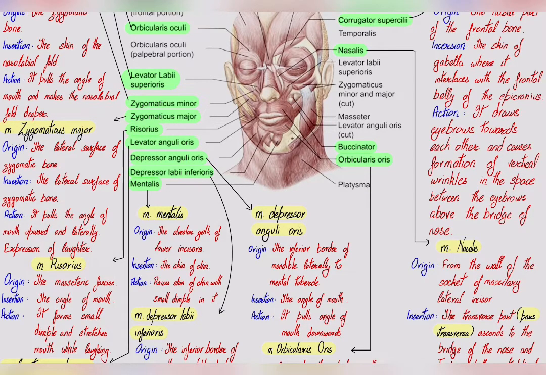Now, notice that all those muscles which have their insertion in the angle of the mouth pull the angle of the mouth downward or upward, which means that if they have an insertion in the angle of the mouth, they will perform stretching of the angle of the mouth.